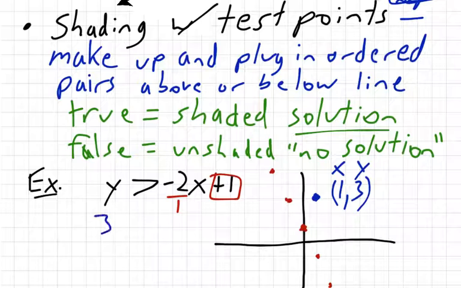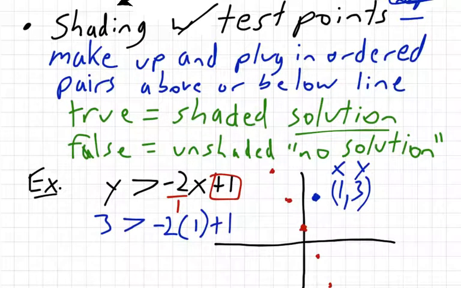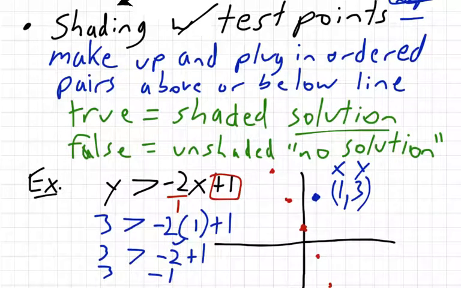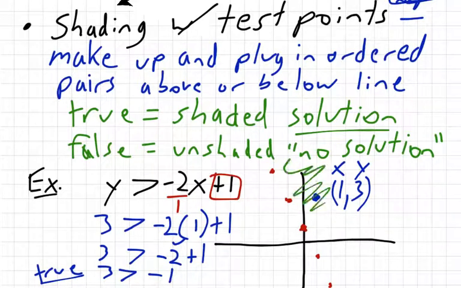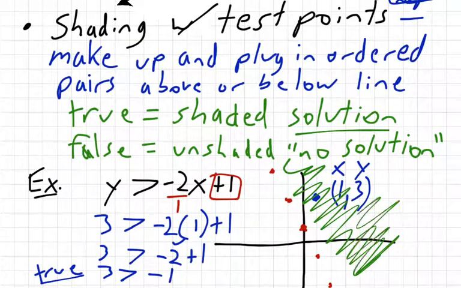So y is 3. I'm going to see if 3 is truly greater than negative 2 times parentheses, plugging in a 1, plus 1. So use order of operations, simplify that out, and you get negative 2 plus 1. Let's continue to see if that's true. Negative 2 plus 1 is negative 1. 3 is greater than negative 1. That's true. So since that's true, that means I can shade that side. So I'm going to shade everywhere above that line, since that was true.